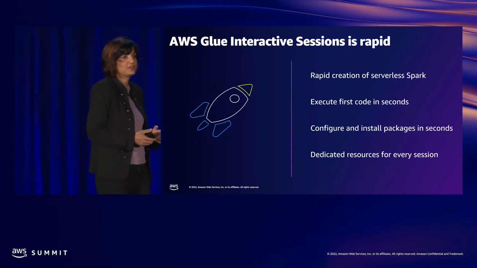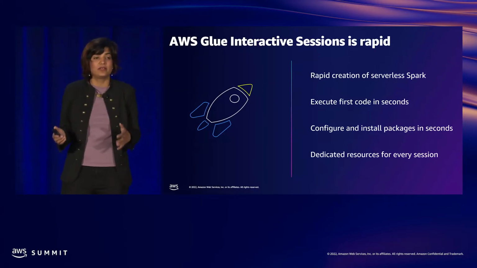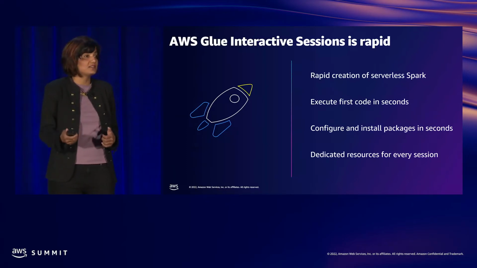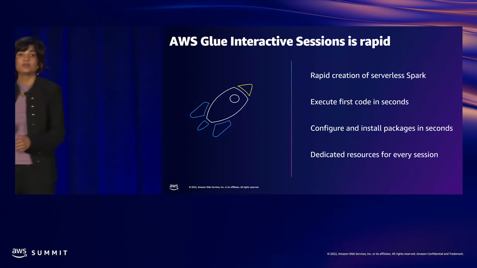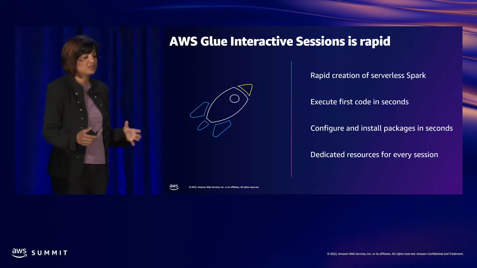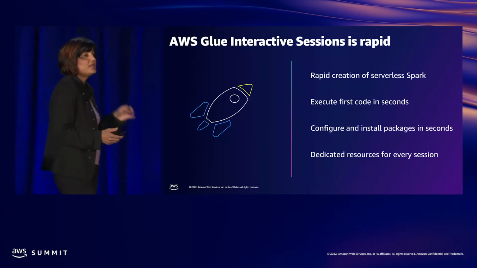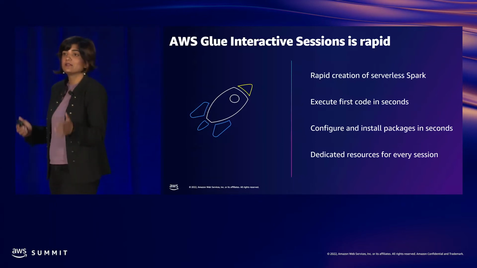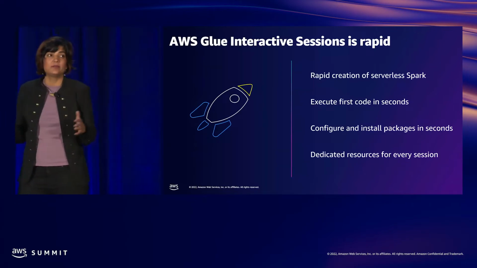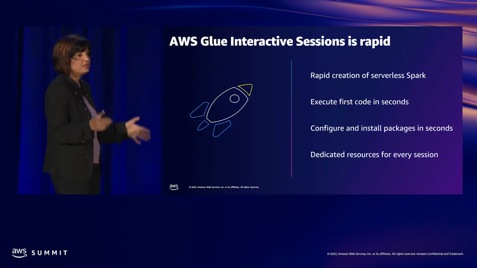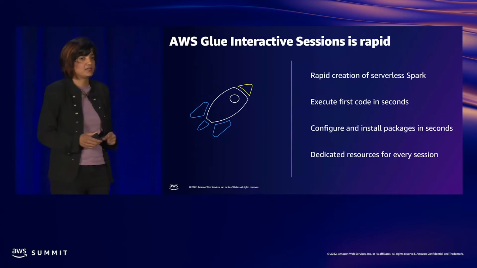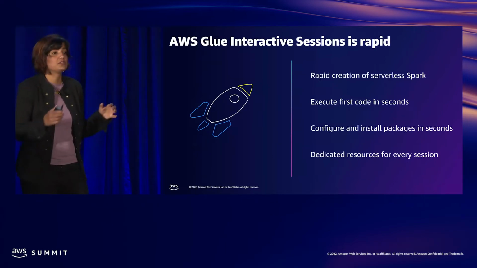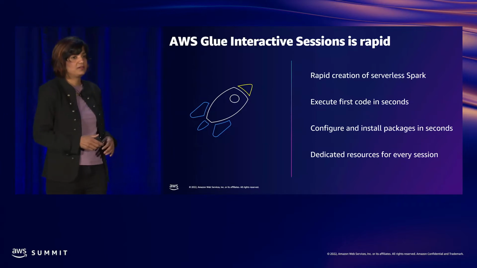It's rapid. So as I said, you have a serverless Spark environment running in a matter of seconds. Any customization, any installation, you can do in seconds. This also means that you can run your first query in a matter of seconds. On top, each session runs in its own dedicated resource. This means that not only can a single user run multiple sessions in parallel, but you can have multiple different users running their parallel sessions without impacting each other. Each session is going to have predictable performance because it's running on its own dedicated cluster. This is awesome.